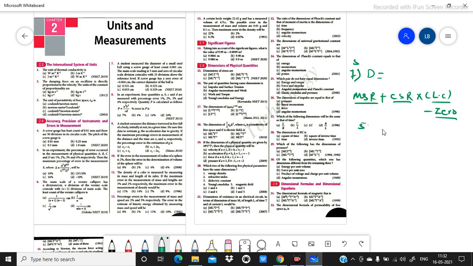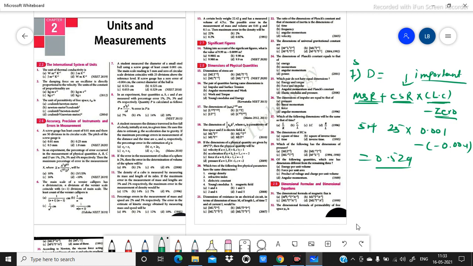So I will get 5 mm plus CSR, given as 25, into least count, given as 0.001, minus of 0.004. Every quantity is given. So directly I'm getting 0.529, and for that I have to remember this formula. It is the important formula. Only 2-3 formulas are there from vernier calipers and the screw gauge. You have to remember these formulas, then only this type of problem will not create an issue for you.